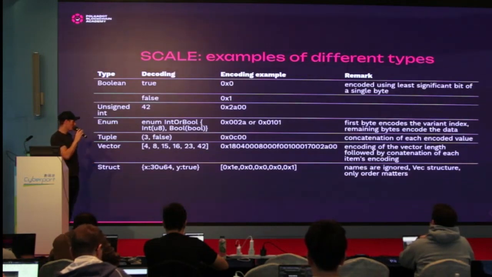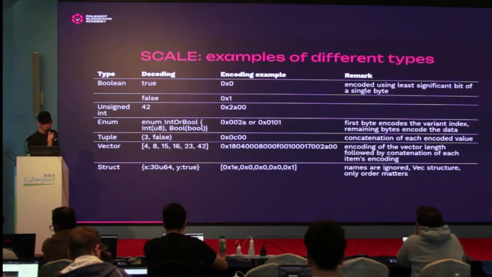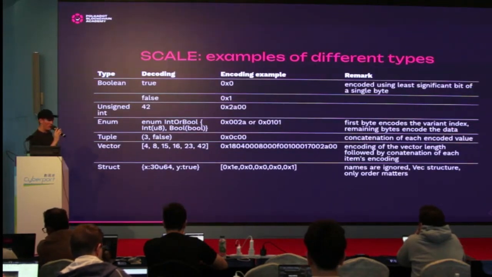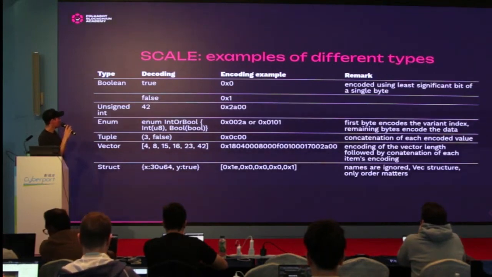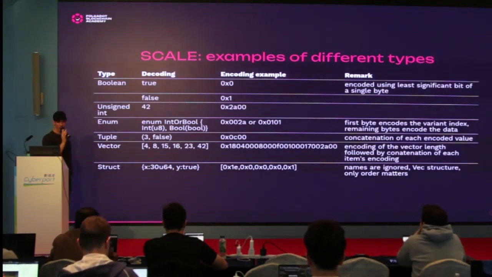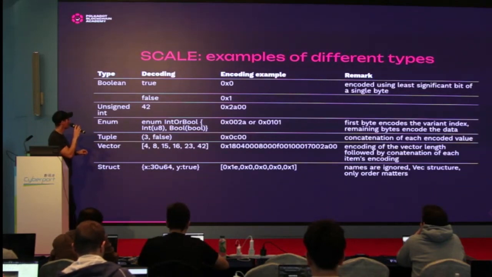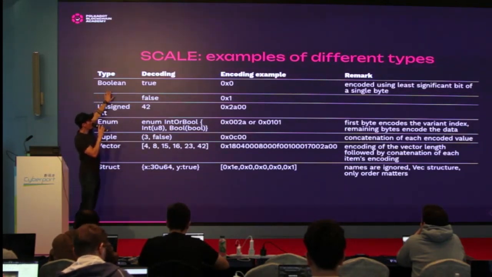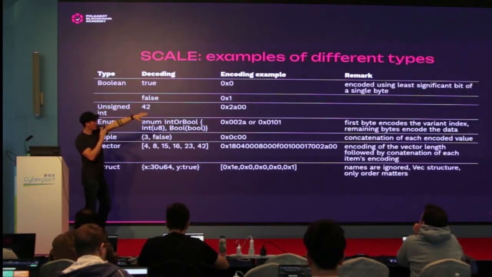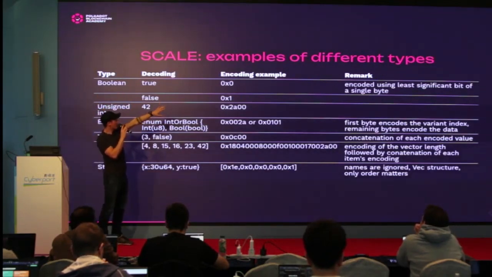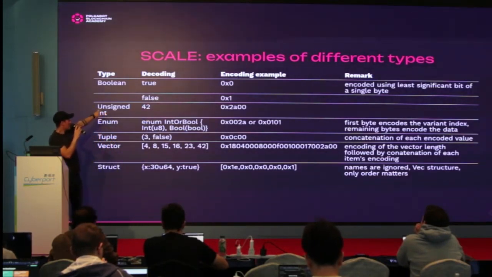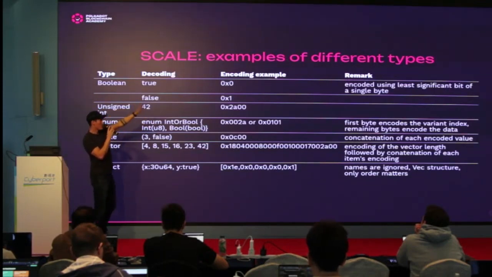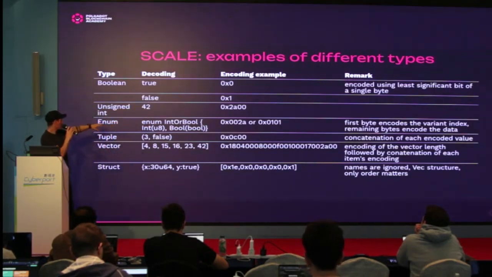And SCALE is basically a way of encoding Rust types into bytes. Here's an example. It is not an exhaustive example of SCALE encoding and decoding. But you might have a Boolean, right, which is the least significant bit of a single byte. So true is 0, false is 1. Unsigned integers, it's just the hex value of that integer.